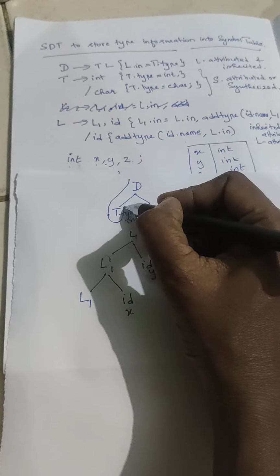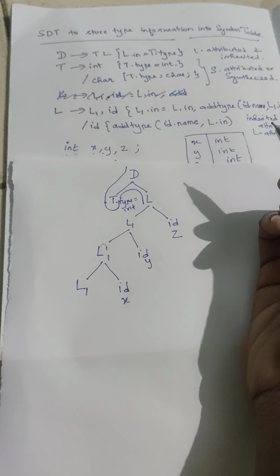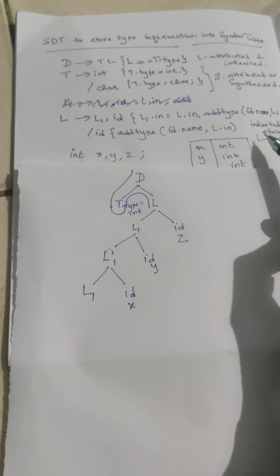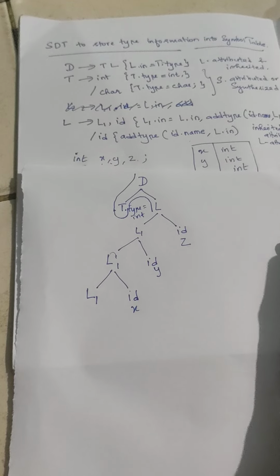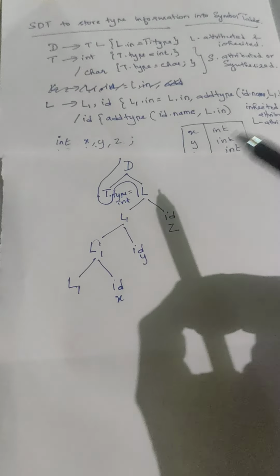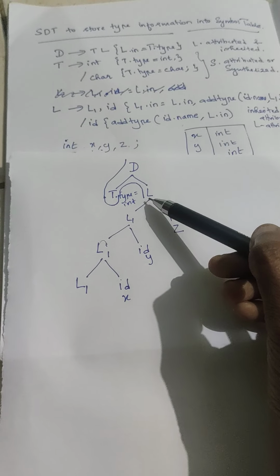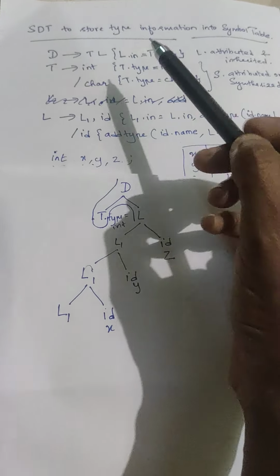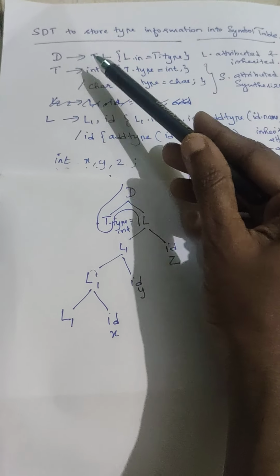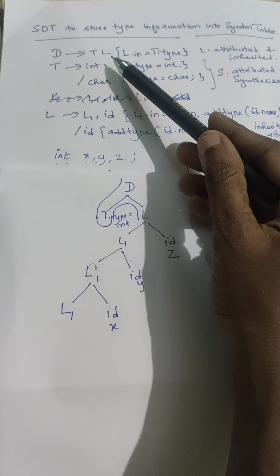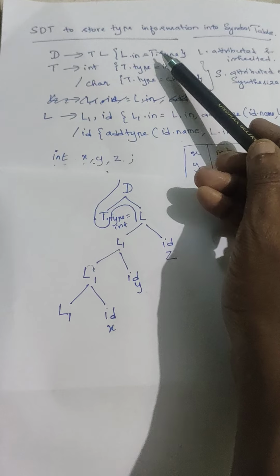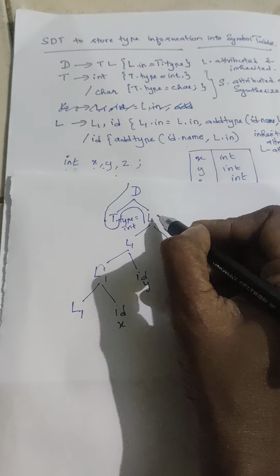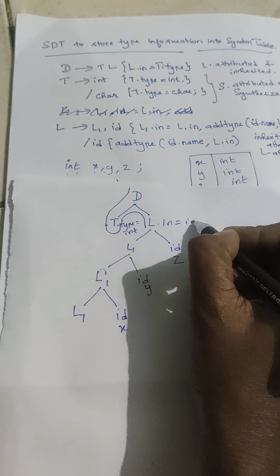Okay. So now after completing T, you come to L. So what type is L? L is an inherited one. We already saw the L attribute is an inherited one. So it has to be evaluated the first time it is visited. So first time we visited, so evaluated. So what has to be evaluated? It is the production associated with this. T derives TL. So this L is taking the action of L dot in equal to T dot type. So T dot type is int. So L dot in is equal to int.